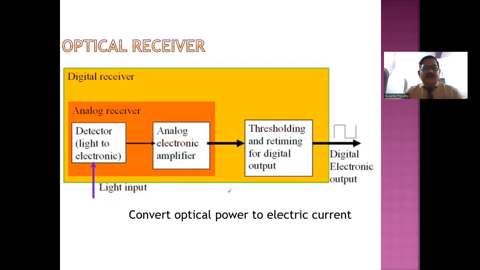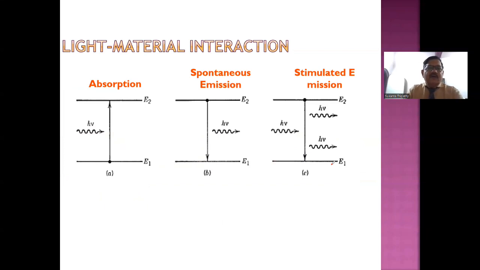Of course, this detector is one component of this receiver, and if you want to have a receiver in this optical communication system, then it would have a detector, then the amplifier, then this thresholding and all. But just to give a feeling that the receiver is not only the detector, but detector with some other electronic components. Now coming to the basic principle of photodetection.